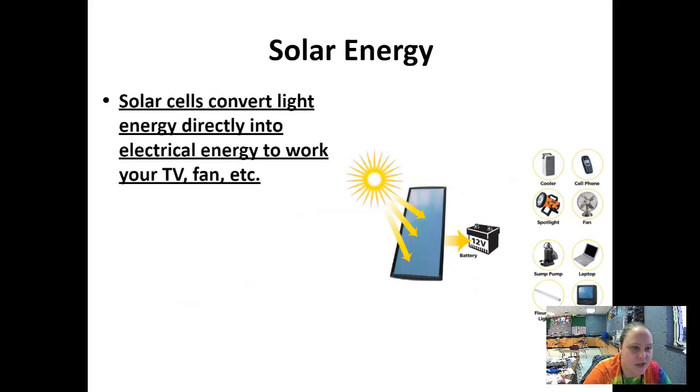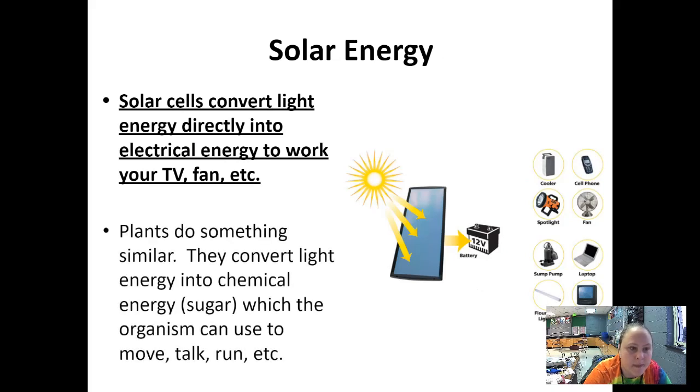Now, solar energy is solar cells convert light energy directly into electrical energy to work your TV, fan, etc. Plants do something similar to this. They convert light energy into chemical energy, which is sugar, which the organisms can use to move, talk, run, etc. So for that sugar that the plants convert from the light energy, we take it and consume it, and that gives us the ability to move, talk, run, and do the things that we do every day.